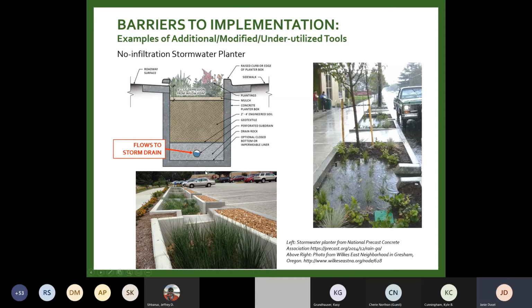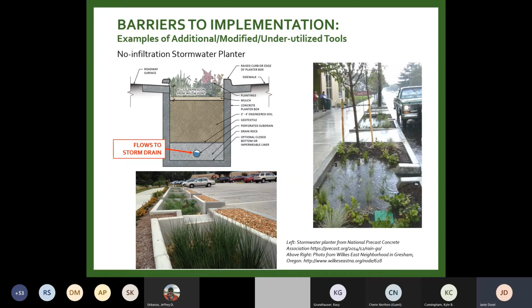So one of them is the planter that I already showed you. So you already saw this slide. This is a stormwater planter. It can be used pretty much anywhere that you put landscaping, right? So parking lot or in a roadway application. Like we talked about before, it doesn't have to rely on infiltration, which makes it very flexible. You can put it in a whole host of locations.